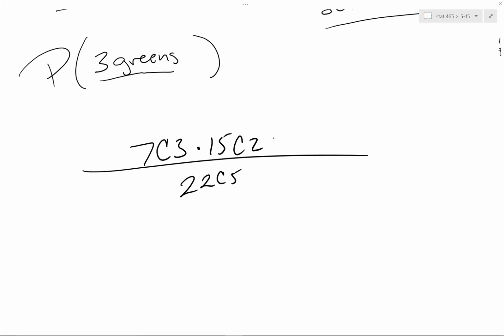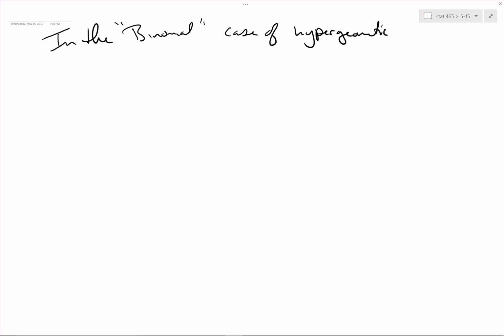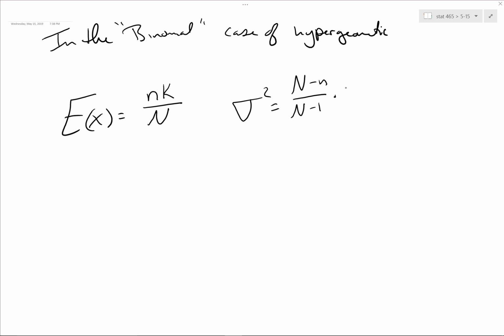For the hypergeometric, in the binomial case, that is, I want green or not green, the expected value is n times k over big N, and the variance, sigma squared, is big N minus n over big N minus 1, times n times k over big N times 1 minus k over big N.